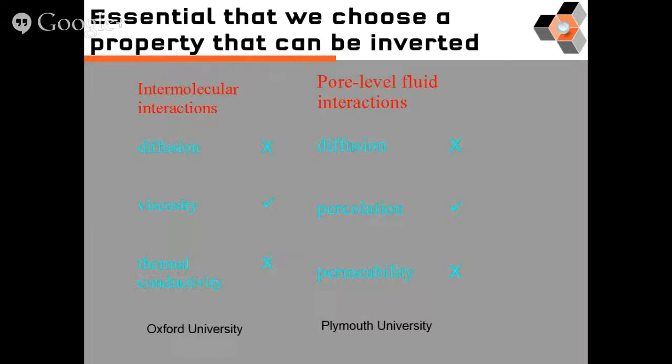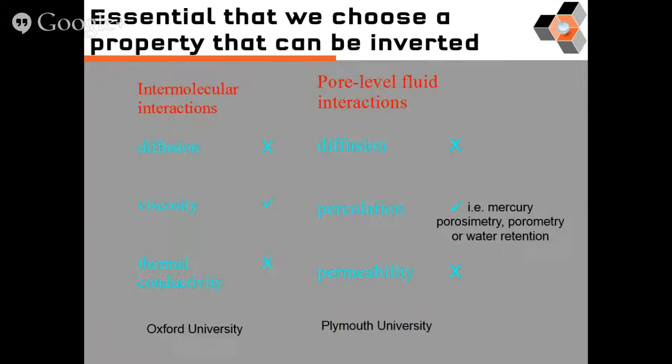Diffusion gave you too little information. Thermal conductivity, well, it's too much and it's all mixed up. And so when we're looking at porous materials, it turns out that analogously, the thing that we can look at is percolation. Diffusion gives you too little information, and permeability is too averaged out. People often ask us if we can invert permeability. You can't, because it's just so averaged you can never unscramble it. So in terms of percolation, we're talking about mercury porosimetry, porometry, or water retention.